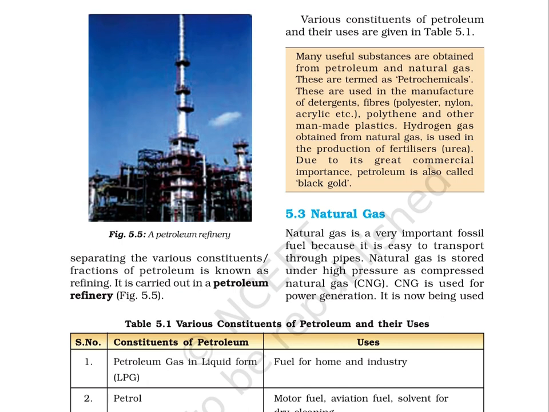Many useful substances are obtained from petroleum and natural gas. These are termed as petrochemicals. These are used in the manufacture of detergents, fibers, polyester, nylon, acrylic, etc., polythene, and other man-made plastics. Hydrogen gas obtained from natural gas is used in the production of fertilizers, urea. Due to its great commercial importance, petroleum is also called black gold.